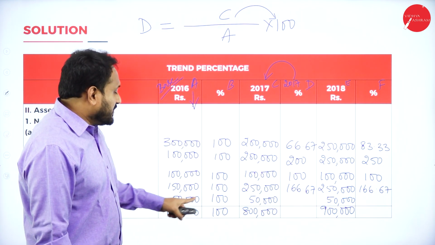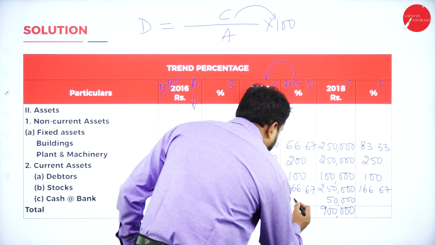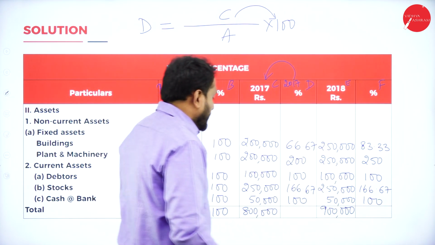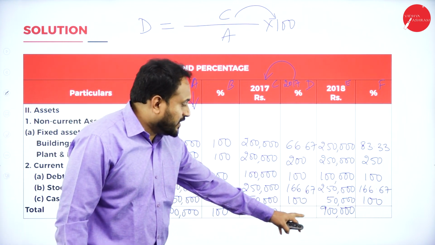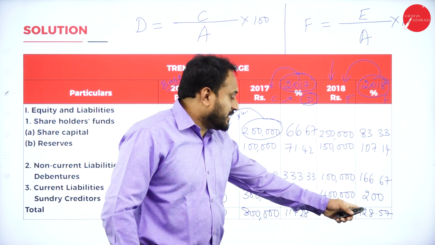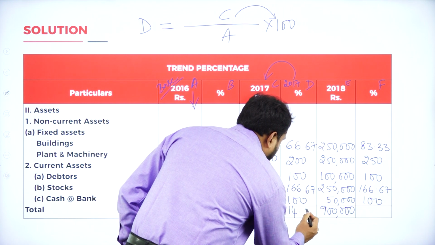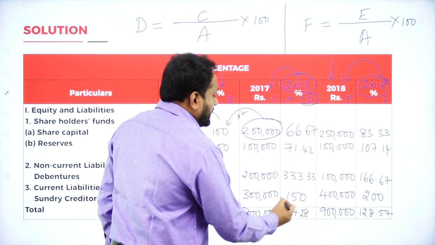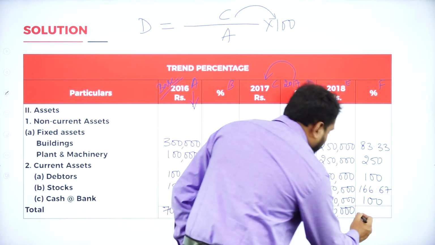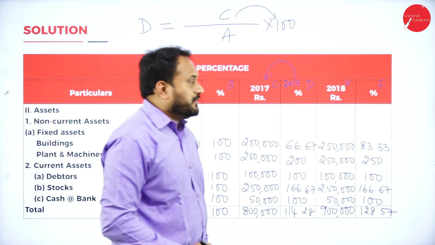Now, for 50,000 it is 100%. Here for 50,000 how much it is? 100%. Done. Next, what is that you should do? You should write here and here. Very simple. Just copy paste 114.28, 128.57, 114.28, 114.28. Then here how much you get? 128.57. Already we have calculated, we'll just write it.